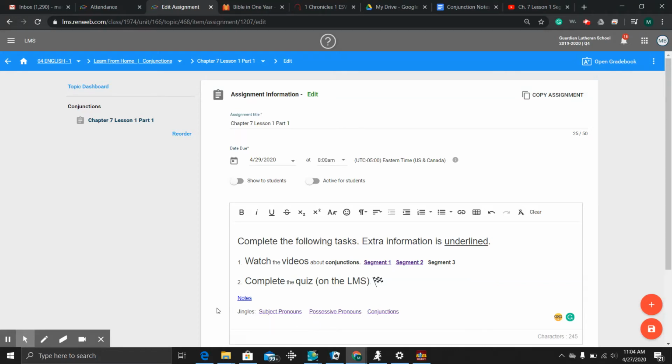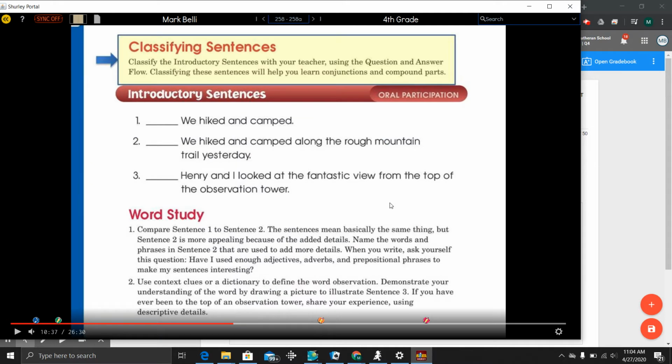Okay, here we go. We are going to be working on segment 3 here. So we're doing classifying sentences. Let's go ahead and get started. Classifying sentences. Classify the introductory sentences with your teacher using the question and answer flow. Classifying these sentences will help you learn conjunctions and compound parts.